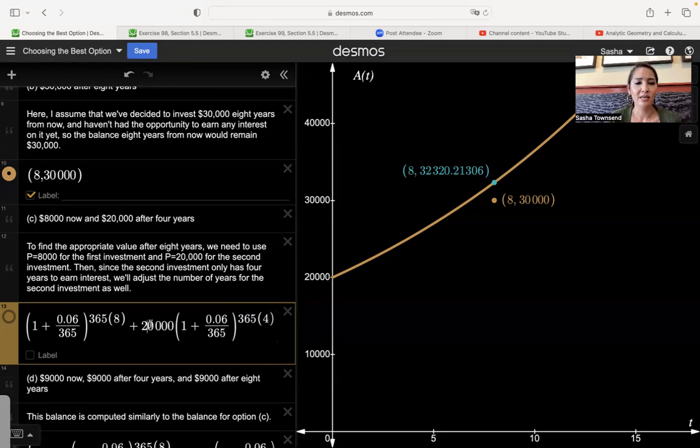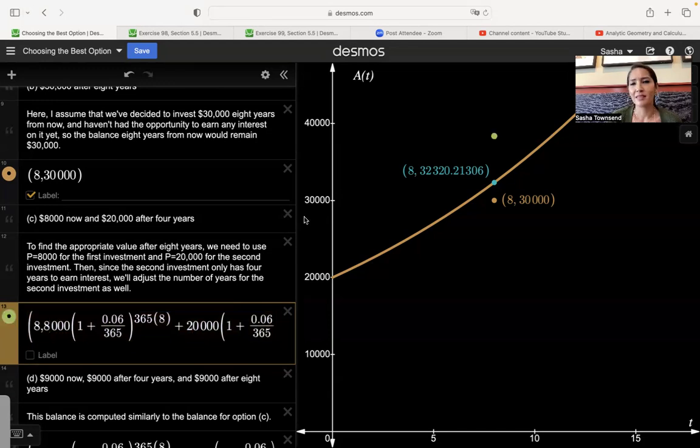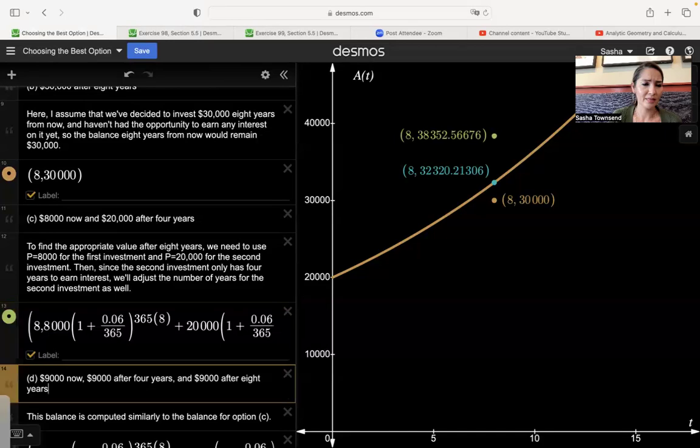If we add those two together, we get the balance after 8 years with that option C. And we see that that y value is larger than the others. And it looks like we'd have $38,352.57 after 8 years, if I'm interpreting that correctly.